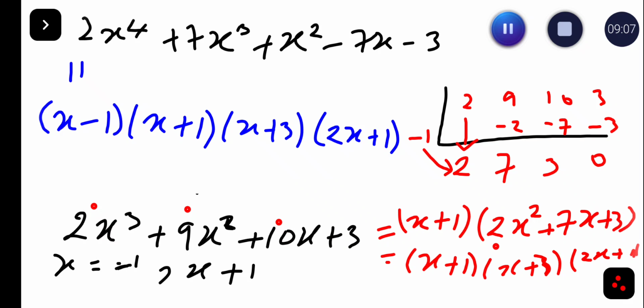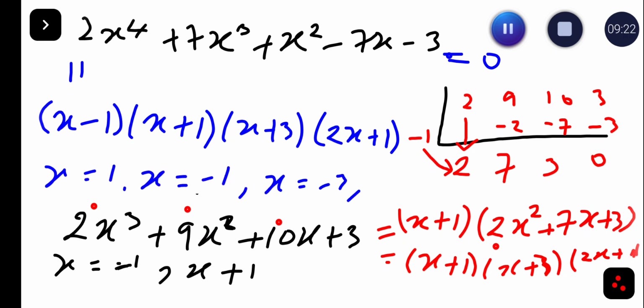So if the question was asked to solve this equation equal to 0, it will simply be all of these factors equal to 0. Our roots will be 1, -1, -3, and x equal to -1/2. That will be our roots.